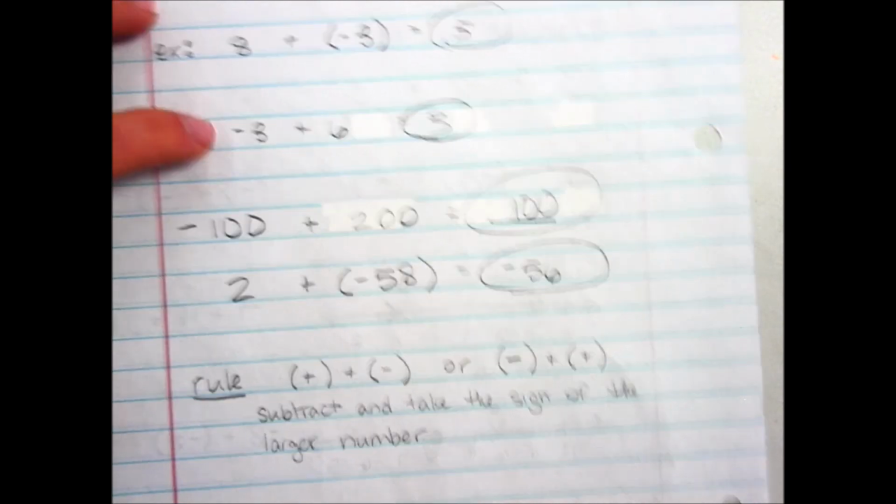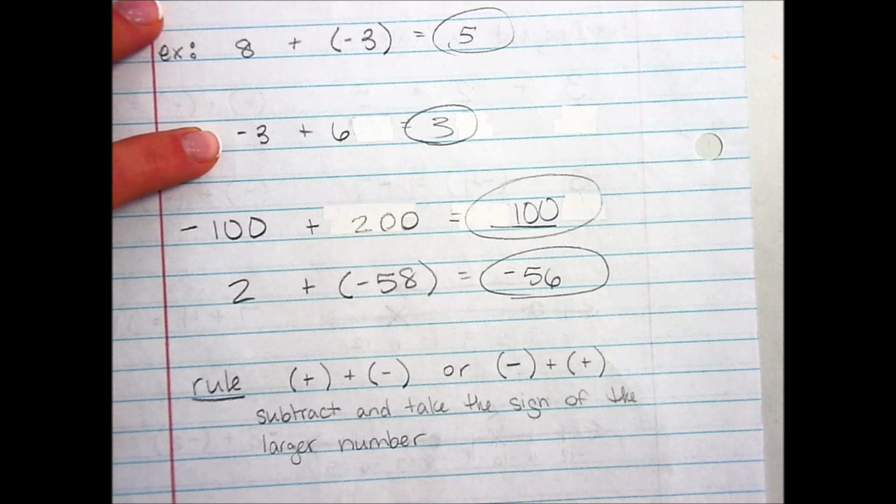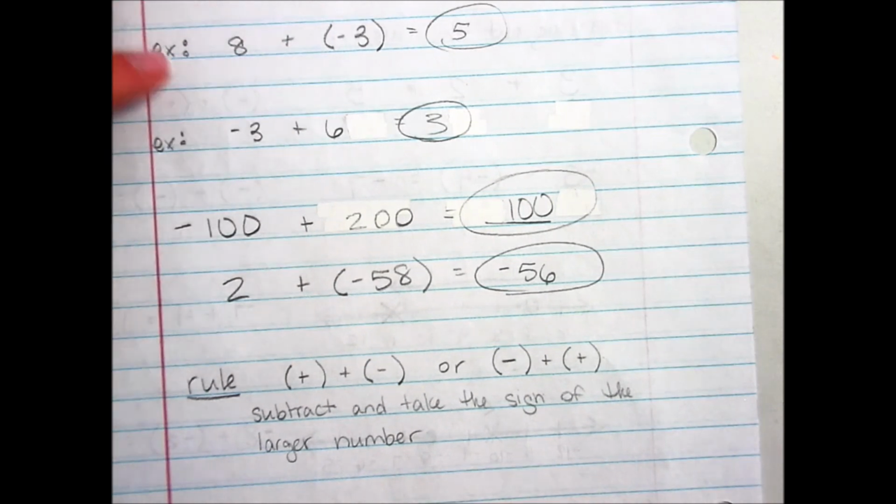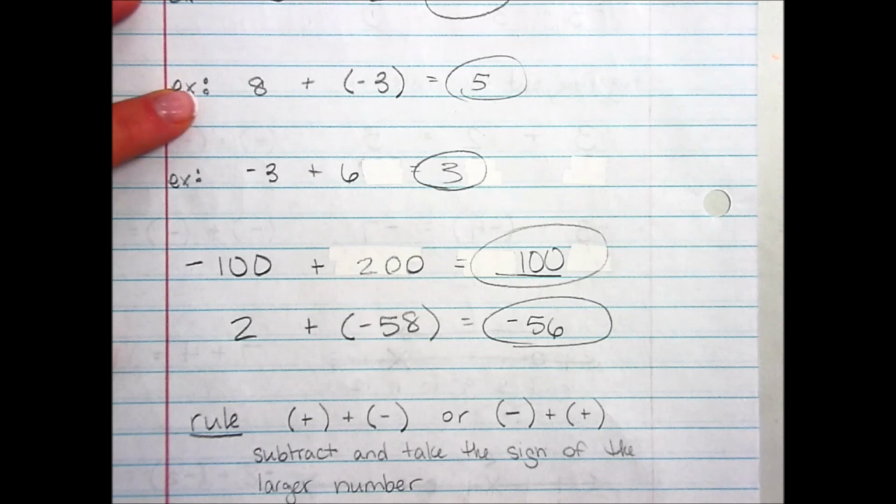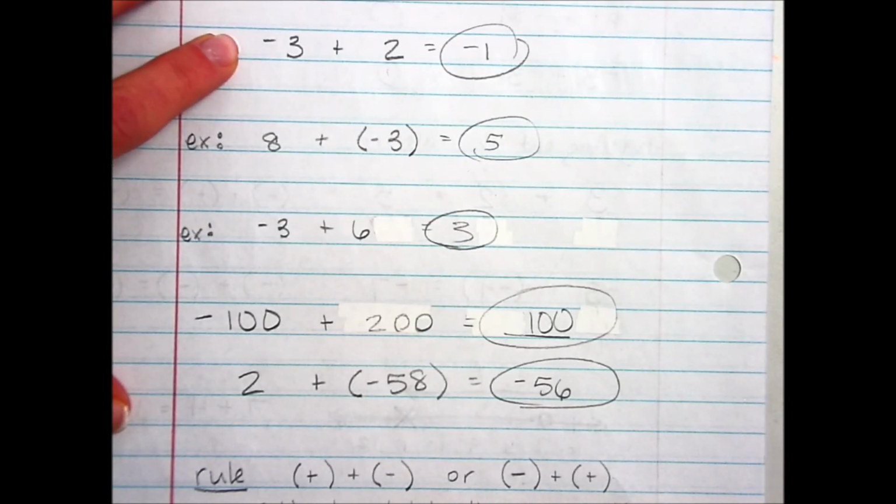Back to our other examples. 6 is bigger than 3, we kept the positive sign. 8 is bigger than 3, so we kept the positive sign. And then 3 is bigger than 2, so we kept the negative sign.